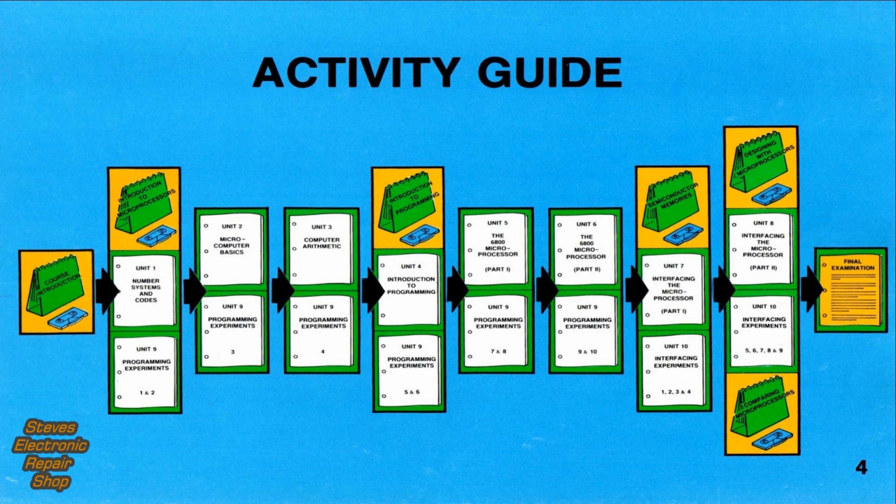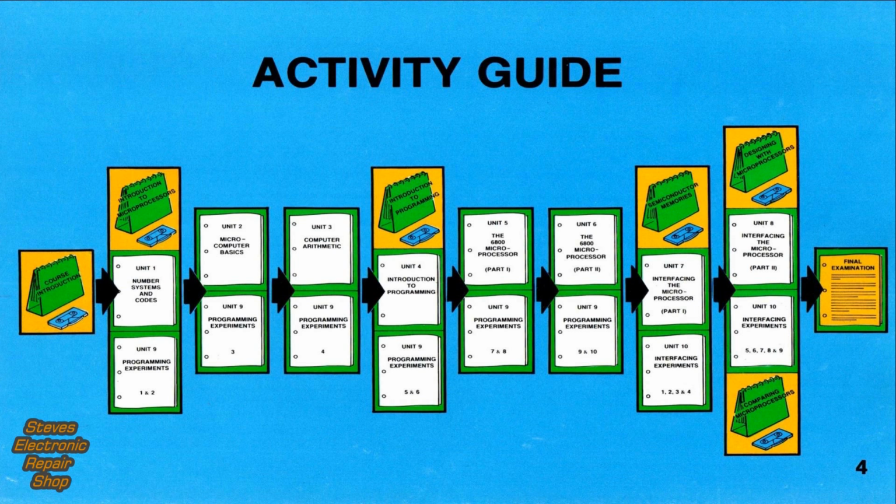Moving to the right, we find the next segment of your studies begins with the AV presentation, Introduction to Microprocessors. Following this, you'll learn about number systems and codes in Unit 1. Next, you turn to Unit 9 and perform programming experiments 1 and 2. These exercises allow you to interact with a microprocessor trainer as you convert numbers from one number system to another.